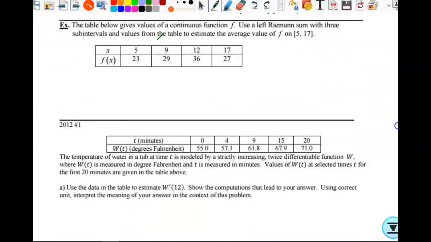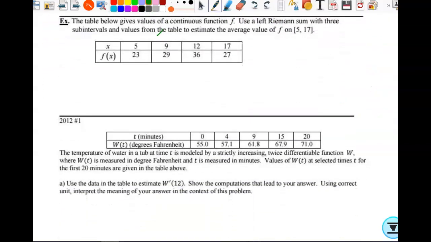All right, so let's look at what happens with the charts here. So it says, oh, that is not an eraser. Oh my gosh. Yikes. All right. The table below gives the values of a continuous function. Use left Riemann sum with 3 subintervals and values from the table to estimate the average value of f on this interval. So average value of f, and they give us f, okay? So that's important to note there.